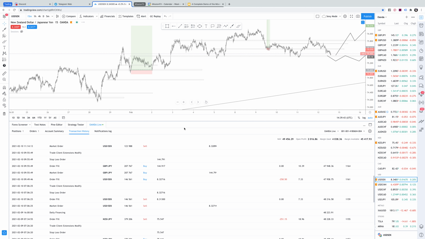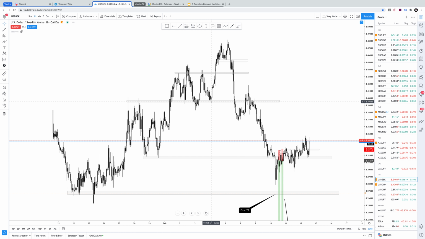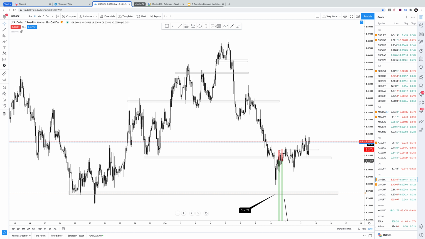Price is in a downtrend on the daily, 4-hour and 1 hour chart for USD SEK. I have no idea why it's taking so long for these charts to load. It's laggy. But it ran a downtrend, so I'm only looking for sells long-term on most USD pairs. But for USD SEK, we had a break below this recent support level right here.